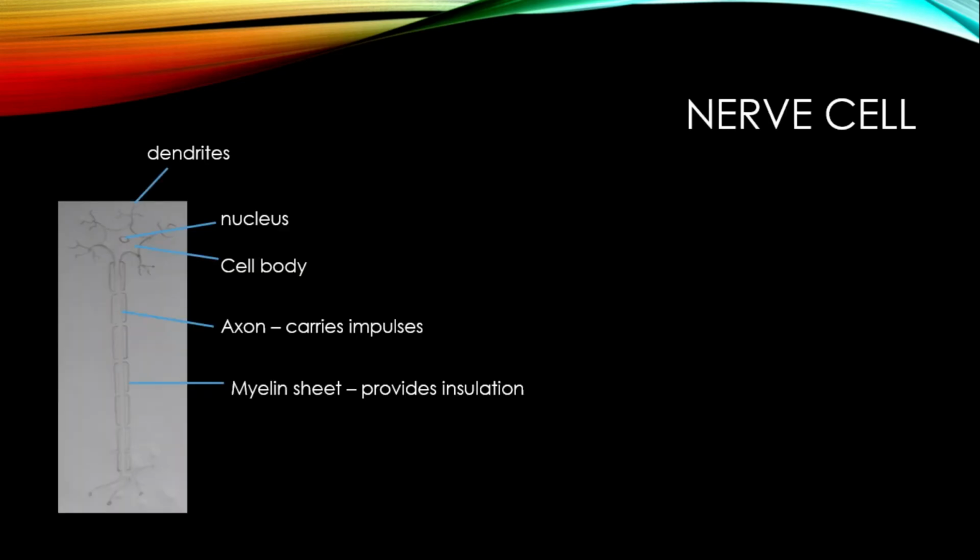Here we have the nerve cell, and the nerve cell is made up of dendrites, nucleus, cell body, axon, and myelin sheath. The axon is supposed to carry the impulses from one point to another, while the myelin sheath provides insulation. Now, we'll be talking about this cell a whole lot as soon as we get to sensitivity and coordination.